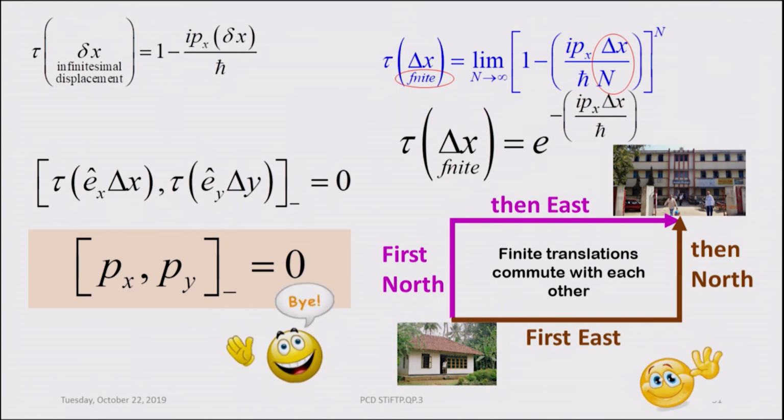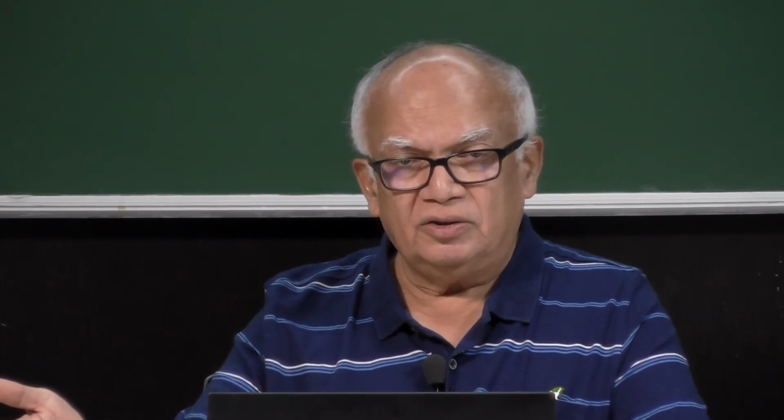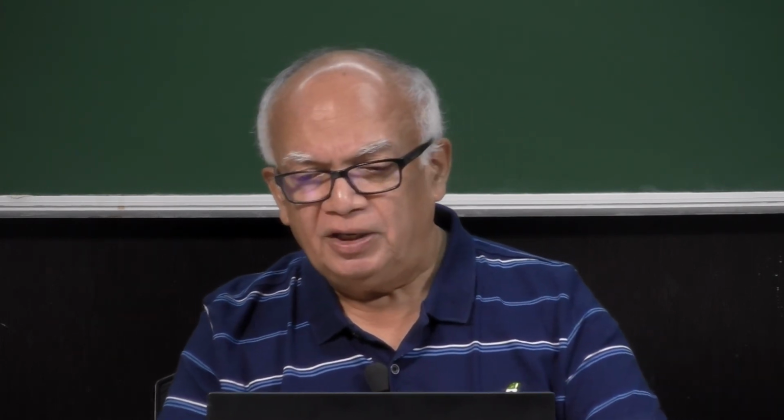So, I will stop here for today's class, and we will continue from here in the next class, because we will talk about why the generators for linear displacements commute. So, they give you an abelian algebra, but when you work with rotations, you get a non-abelian algebra, then you do not have commutation. Thank you. If there is any quick question, I can take it.